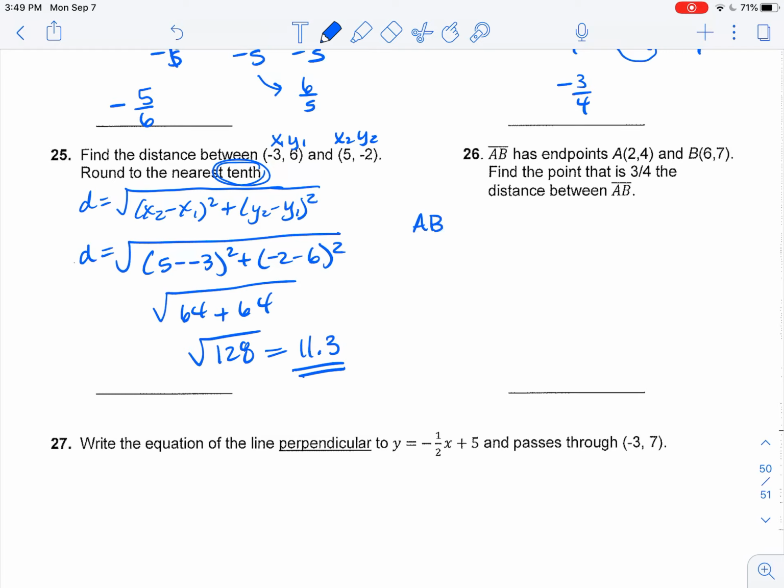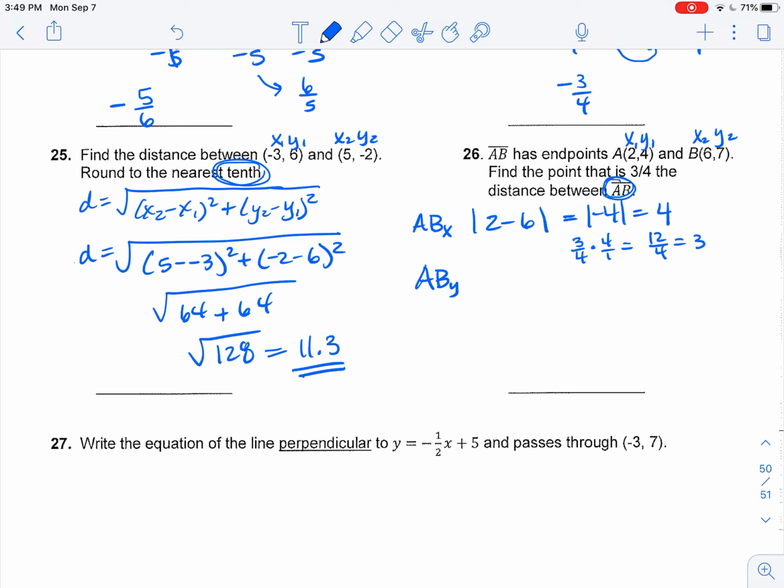Okay, we've done this before. We need to find the distance from A to B in the x direction and the distance from A to B in the y direction. And so this is my x1, y1, x2, y2. Let's find the distance for the x's. So 2 minus 6, which is going to be absolute value of negative 4, which is 4. And we want to be 3/4 of the distance. So 3/4 times 4 over 1 is 12 over 4, which is 3.